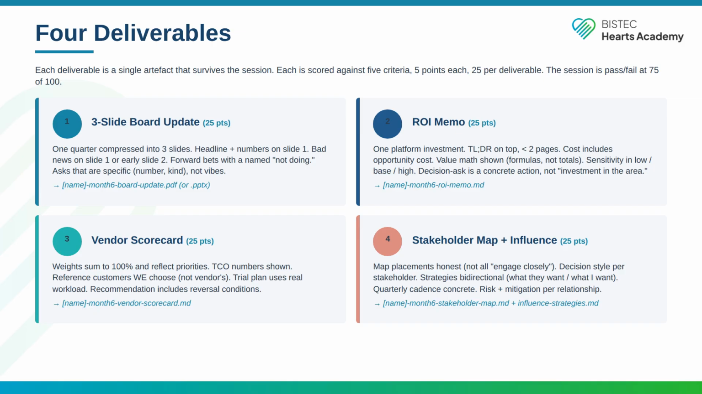Deliverable 4, stakeholder map and influence strategies, 25 points. Map placements honest, not all engage closely. Decision style per stakeholder. Strategies bidirectional, what they want and what I want. Quarterly cadence concrete. Risk and mitigation per relationship. Files: name-month-6-stakeholder-map.md and name-month-6-influence-strategies.md.